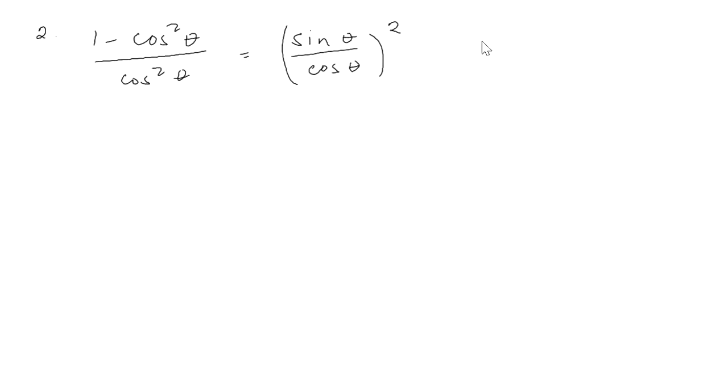In number 2, we have 1 minus cosine squared theta all over cosine squared theta equals the square of the quotient of sine theta and cosine theta. In this case, ang gagawin ko, since ang left hand of the equation natin ang pinaka-complicated, and ito kasi ay nasa cosine na siya, ito ang i-remain ko. In this case, ito ang i-modify ko, ito ang i-remain ko.